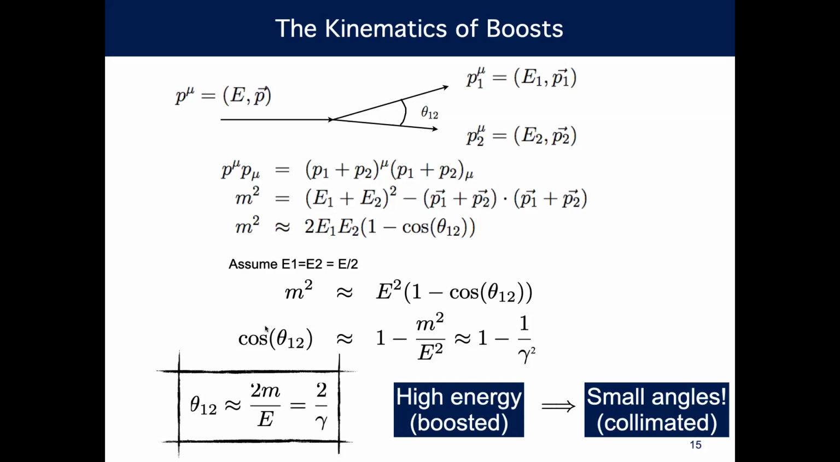So if I rearrange this in terms of cosine theta, which is the interesting part, you can see that this is 1 minus m squared over E squared, which is 1 minus 1 over gamma squared. So if you do an expansion of cosine theta and you just identify that this is 1 minus theta squared over 2, you can see that, therefore, theta 1,2 is equal to 2 over gamma.